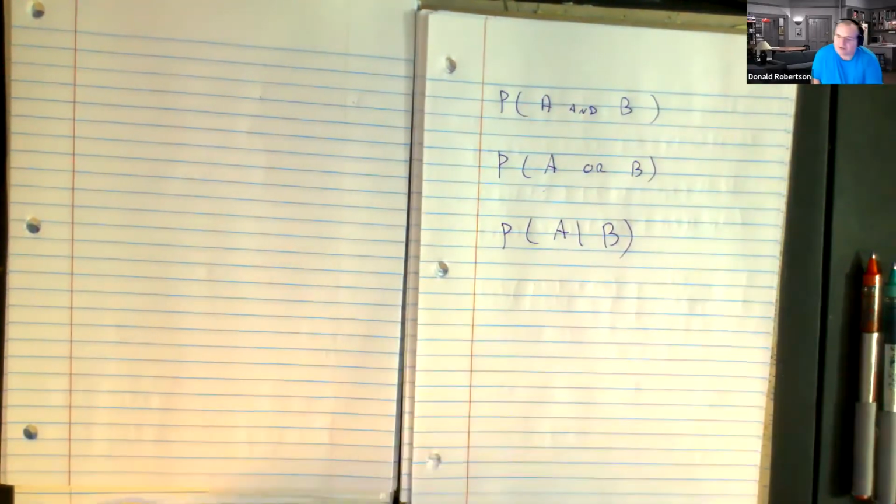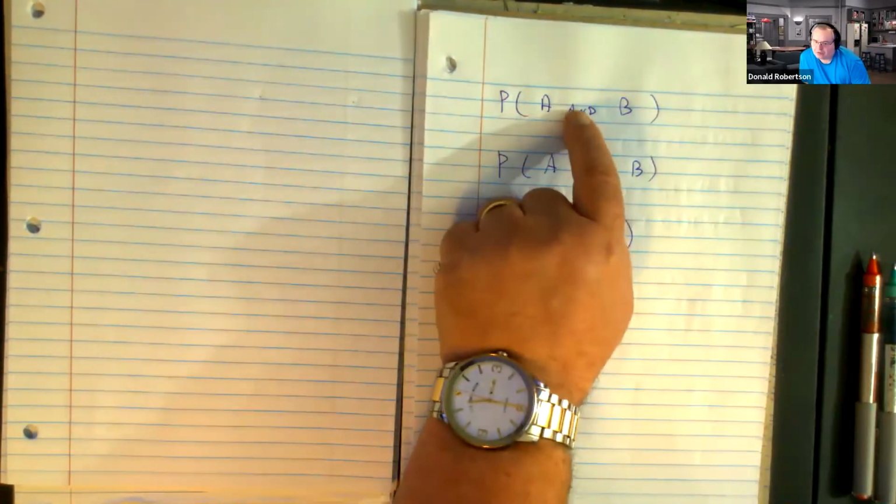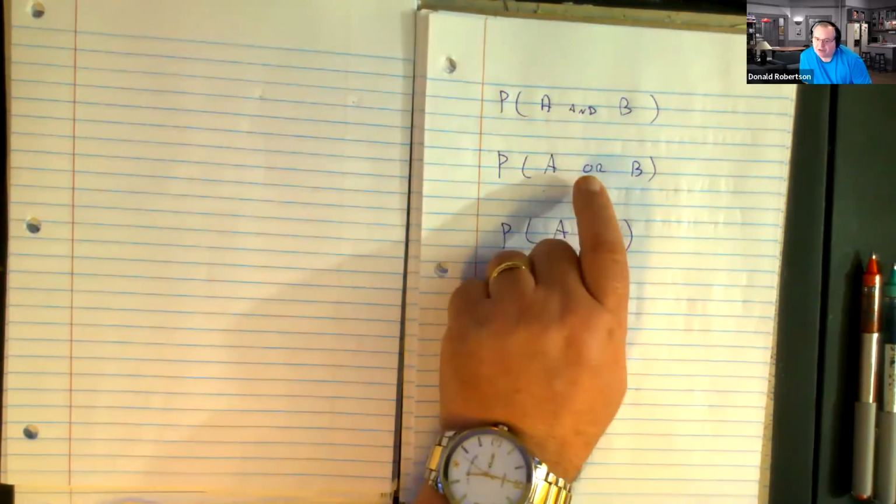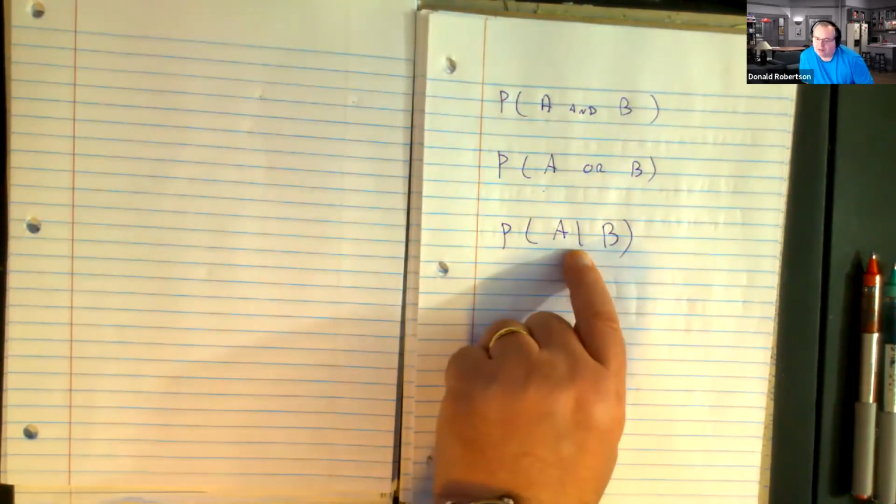Oh, yeah. Okay, I think I got your question. So you might have, what's the probability of A and B? You get probability A or B, and you get the probability of A given B, right? That's the 3 main keywords that are used in probability: ands, ors, and given.